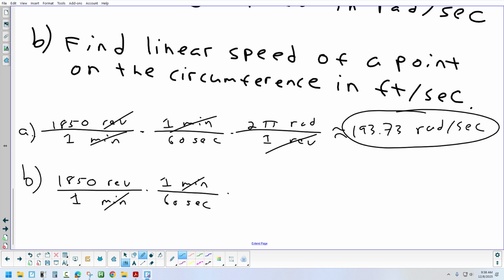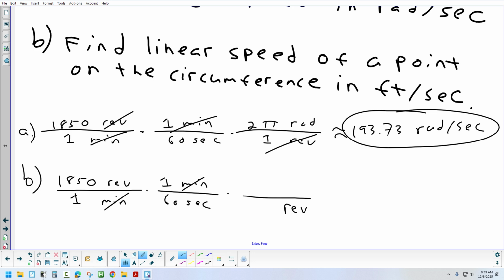Okay, so now we're back to revolutions per second. In the next conversion, what unit do I want to try to get rid of? Yep. I want to get rid of revolutions now. So where would that go? It would go in the bottom.